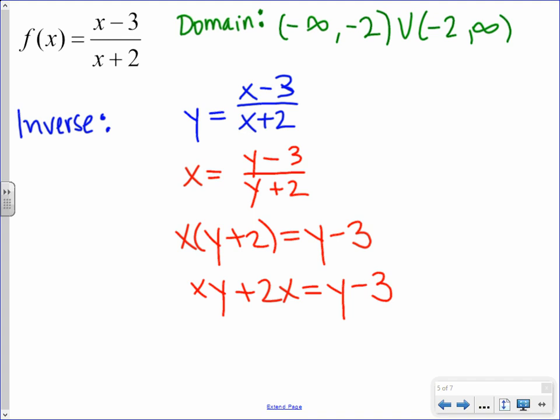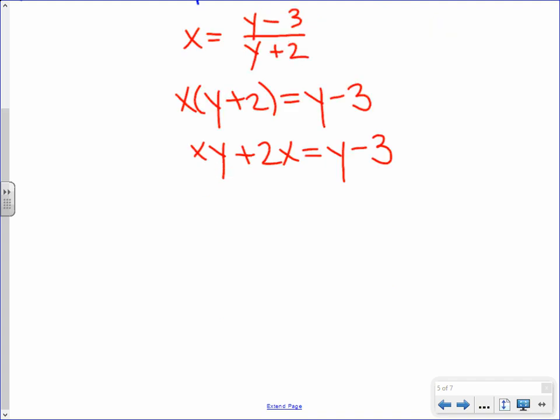Okay. So now, let's put y's on one side and non-y's on the other side. So xy, I'm going to leave that over here. I'm going to subtract this y over here. And then I'm going to subtract the 2x to the right side and leave the negative 3.